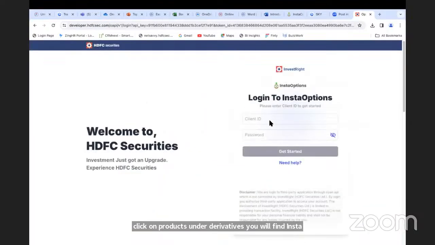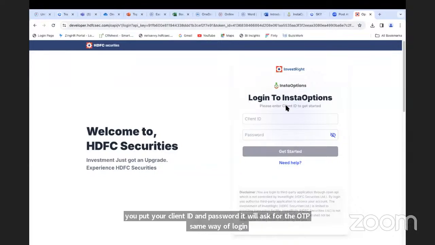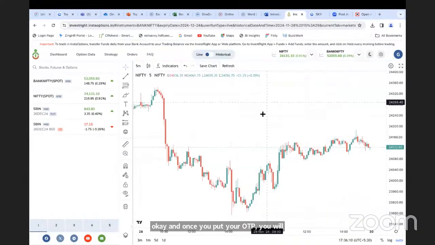Here it will ask for client ID and password. This is the same client ID and password that you use to log in to your InvestRight account or HDFC Securities account. Same credentials you can use here. Once you put your client ID and password, it will ask for the OTP, same way of login. Once you put your OTP, you will be logged into Insta options. There is no extra fee to use this platform. This is freely available for all our users.